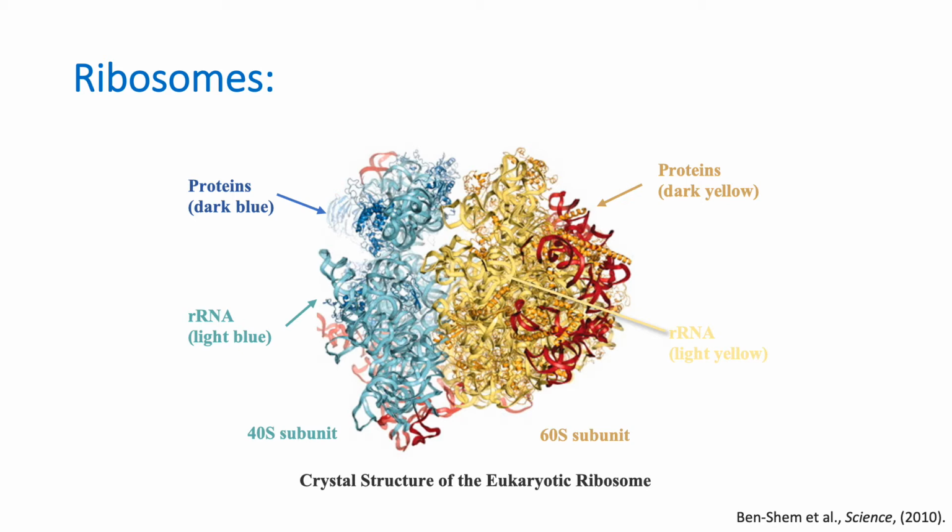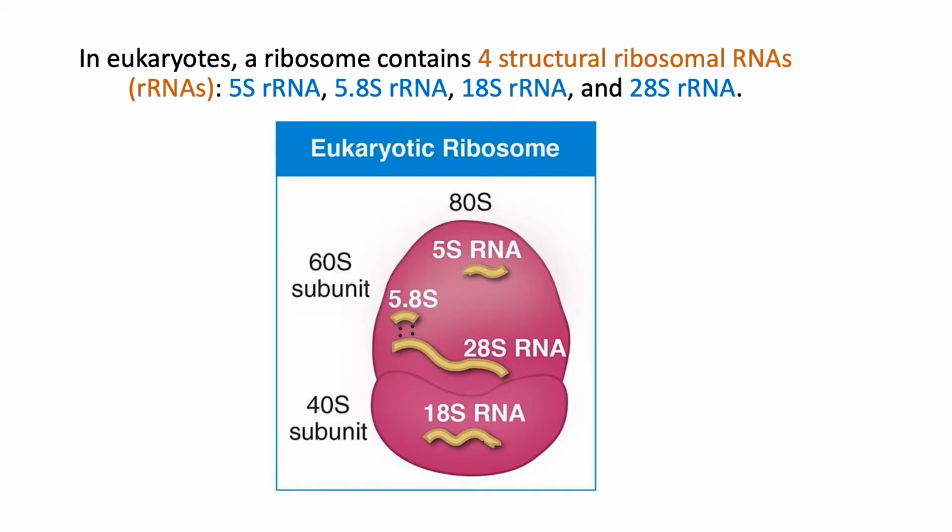The synthesis of rRNAs is an essential step in ribosome biogenesis. The levels of transcribed rRNA strongly affect the total amount of ribosome produced. In eukaryotes, a ribosome contains 4 structural ribosomal RNAs: 5S, 5.8S, 18S, and 28S rRNAs.